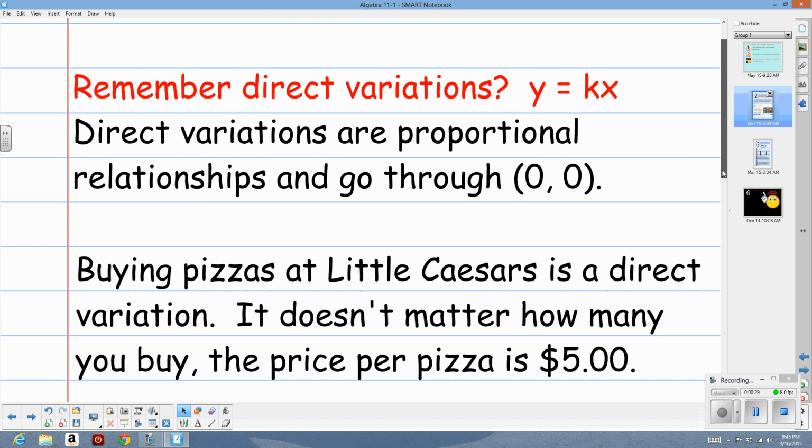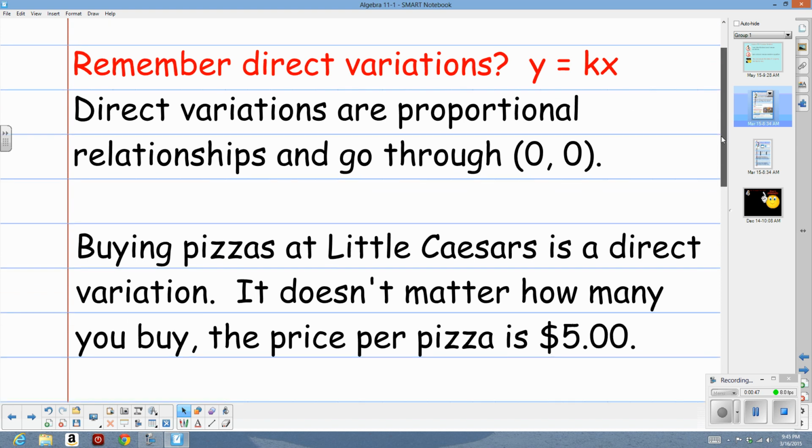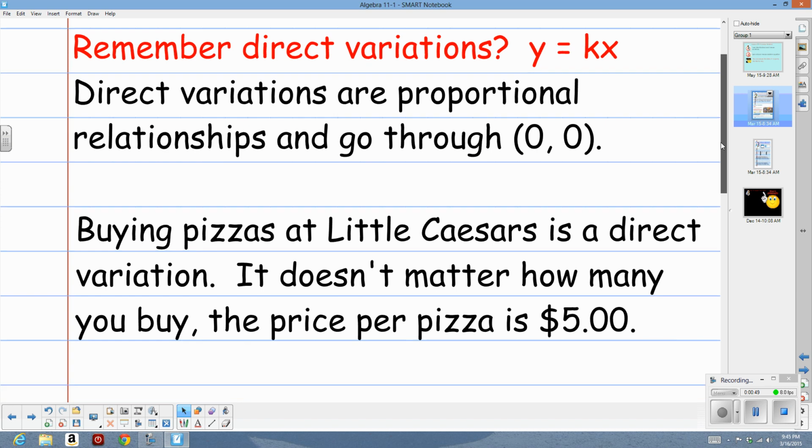For example, buying pizzas at Little Caesars is a direct variation. It doesn't matter how many you buy, the price per pizza is always $5. It would be a straight line that goes through 0, 0 if you were to graph it. And the equation would be y equals 5x. It's a direct variation, otherwise known as a proportional relationship.